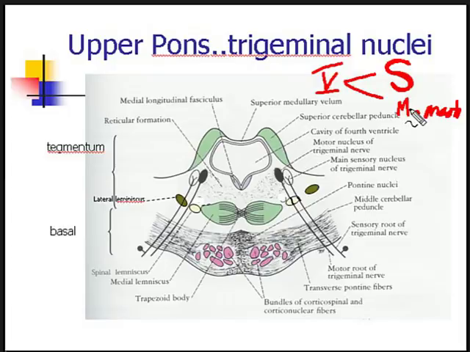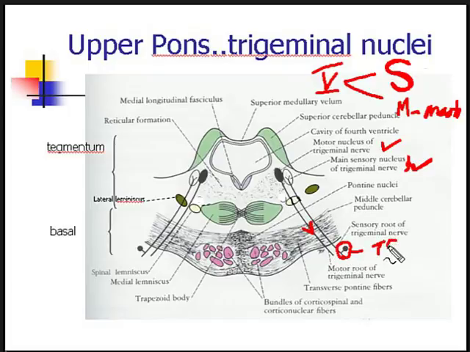Now at this level of the pons, remember the lower level of the pons, the sensory part we call the spinal nucleus. Here we call it the sensory nucleus of the trigeminal, and it's known as the main sensory nucleus of the trigeminal. Then we have the motor nucleus of the trigeminal, and you can see in this case the motor nucleus will send its axons this way going to those muscles. The sensory nucleus has its cell body up here in the trigeminal ganglion.